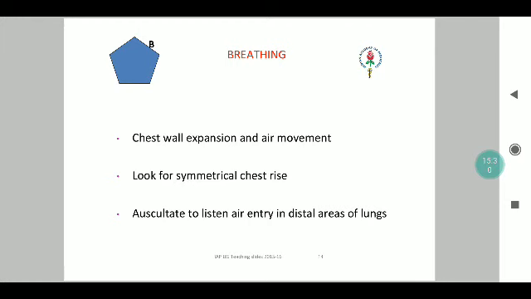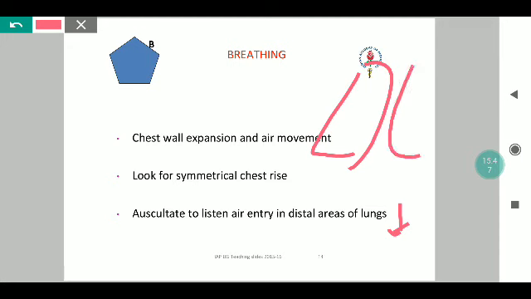Now, further, if you assess breathing, the chest wall expansion and air movement should be equal. You should look for a symmetrical chest rise and auscultate to ensure that air entry is equal. If air entry is reduced on any one particular side, it means that there is an obstruction. Generally, what we do see, if I draw this as the lungs, if there is a reduced air entry on the right side in the lower zone, it is almost always suggestive of a foreign body.